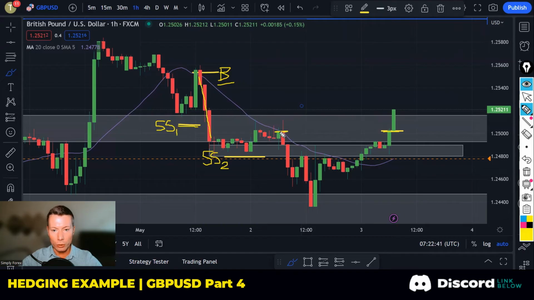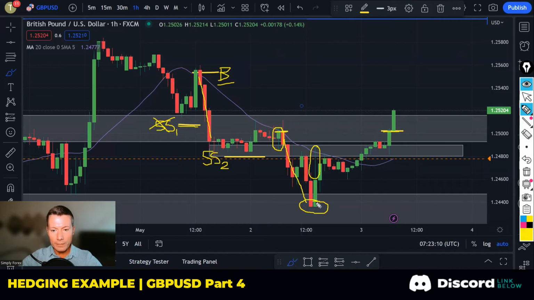Then when I saw this candle here, I closed sell stop 1 and put a new sell stop here, sell stop 2. Price came down and bounced off of our gray zone. I was very interested at this point, but it was this wick that put me off. So I'm in this sell stop 2 and I'm in this buy order currently.